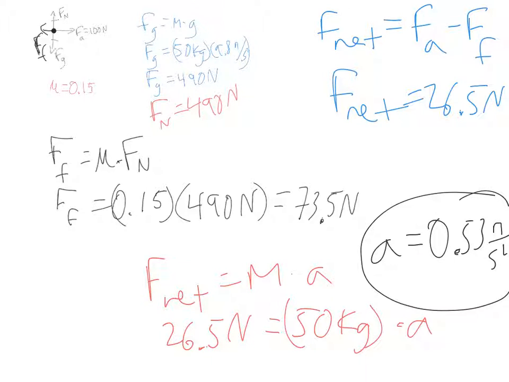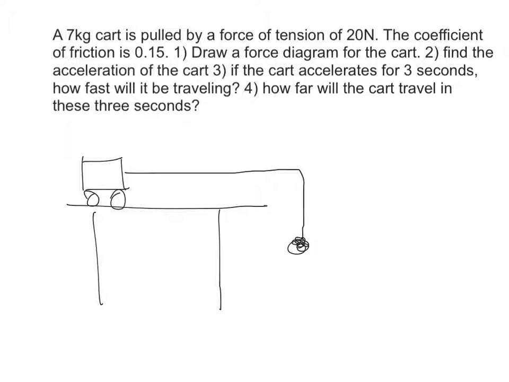On the next page here, I'd like you to solve the following question. All right, here's the problem. A 7 kilogram cart, so here's our cart, is pulled by a force of tension of 20 newtons. You can see that here there's a string on a pulley, and that string has a hanging mass that's pulling it down. The coefficient of friction is 0.15, so there is friction pointing to the left. There's normal force up, gravity down, tension to the right, and friction to the left.